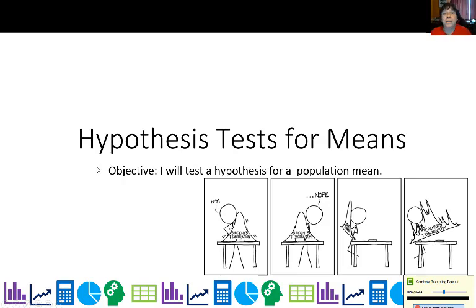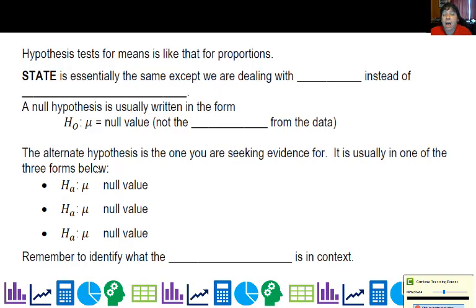So let's go ahead and get ready to perform a t-test. Hypothesis tests for means are like those for proportions, except we're working with means instead of proportions. Now instead of having a p, I have mu, and it's the null value, not the statistic from the data, but what the hypothesized value is. Your alternate hypothesis has to do with how the null value is different from this. Either it's greater than, less than, or just not equal to. Remember to identify what the parameter is in context.